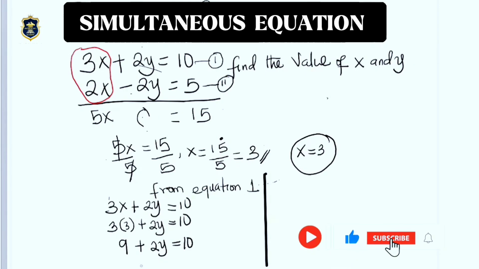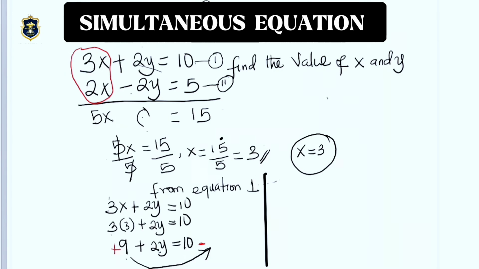So what do we do from here? We collect like terms. What does it mean to collect like terms? Since 9 cannot add with 2y, because y is here and we don't have y there, this 9, we'll take it from here and bring it here. Remember, there's an invisible plus here. When the number is on its own, there's an invisible plus. If it crosses the equal sign, it becomes minus.